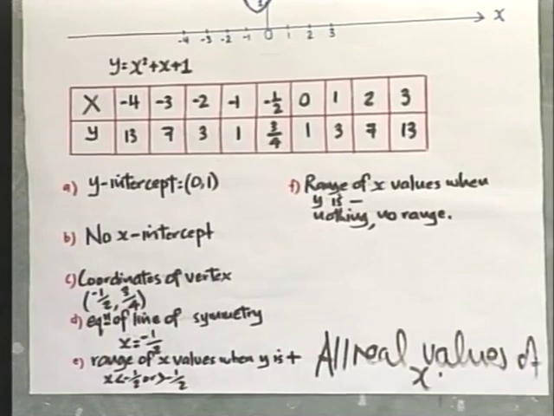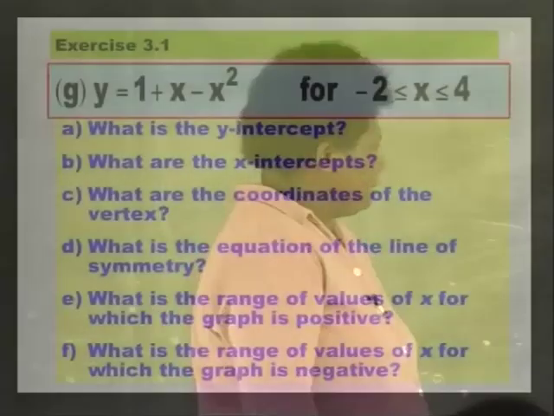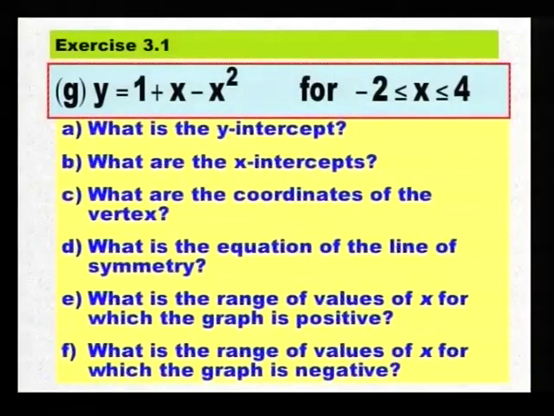Is that clear? All right, letter G. Group 5.